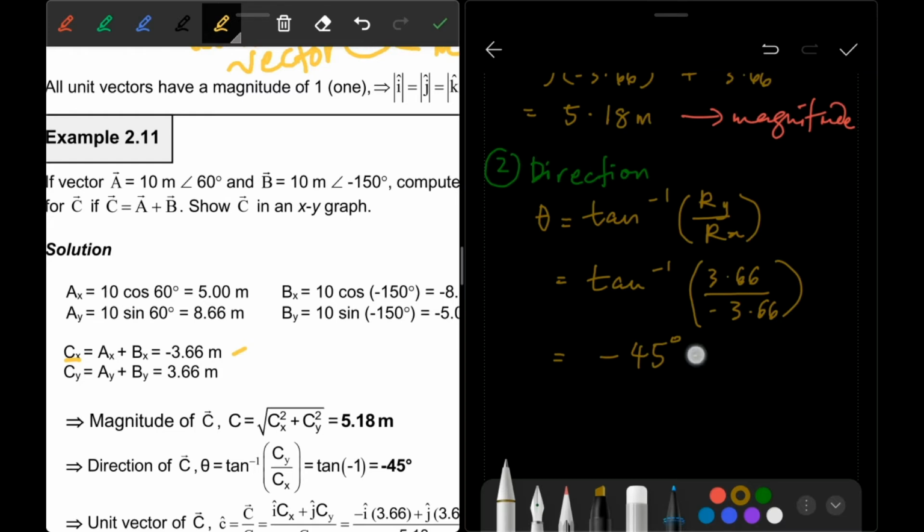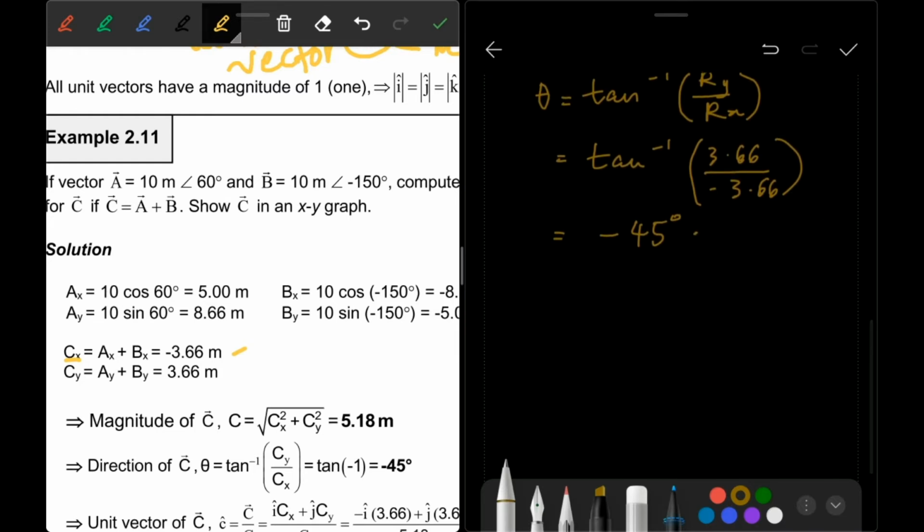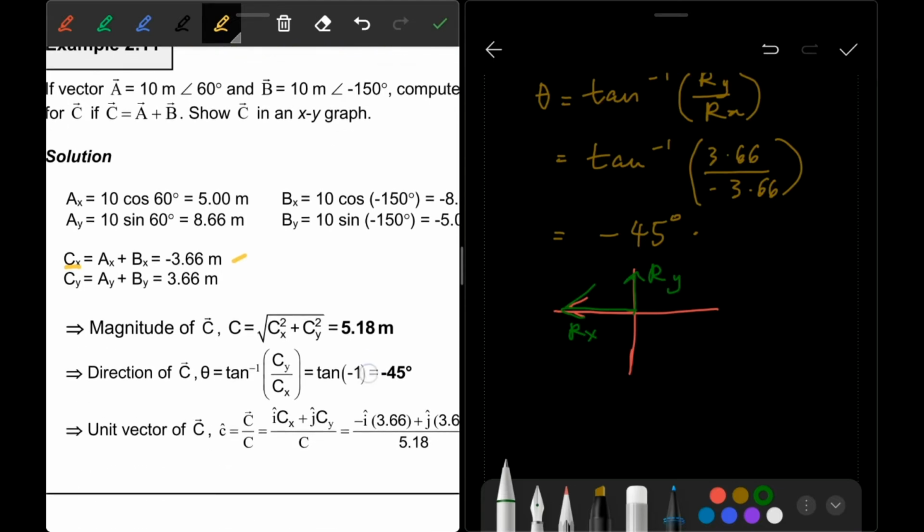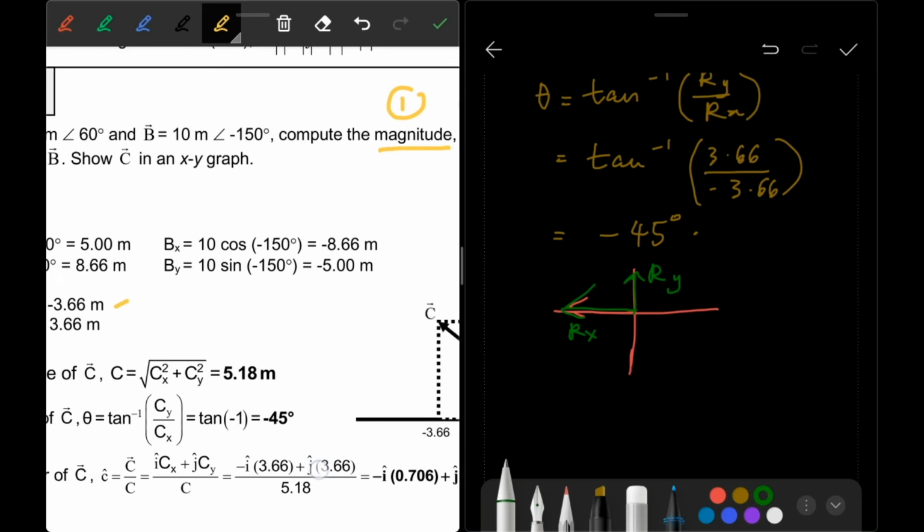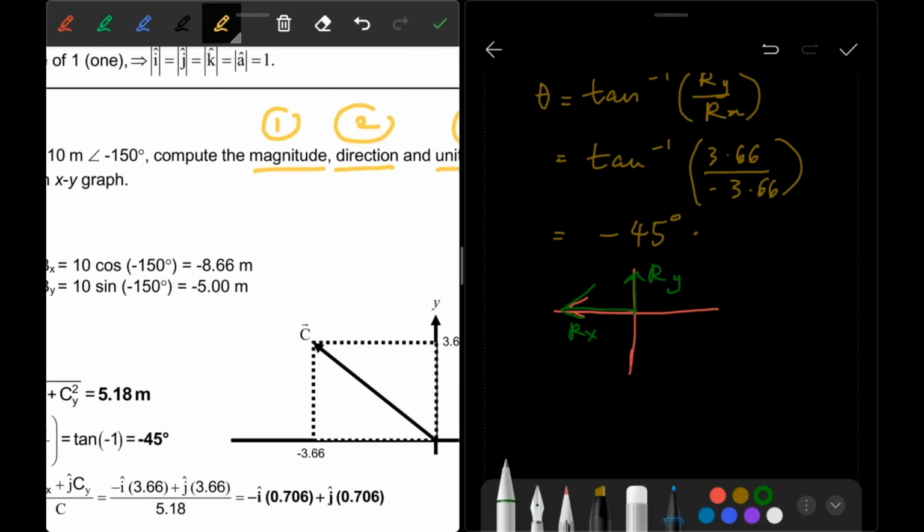This is not your answer yet. You have to check the position of Rx and Ry in the x and y axes. So Rx is negative, minus 3.66. This is the direction of Rx. Ry is positive, so this is the direction of Ry. That means it's somewhere here. Look at this one. It's somewhere here.